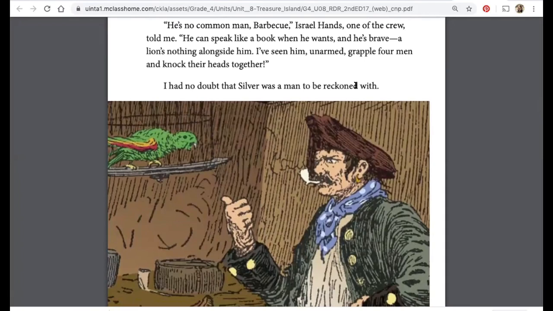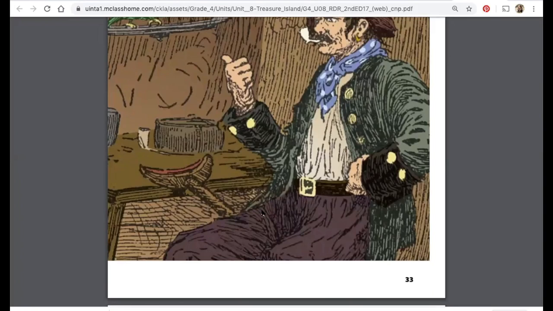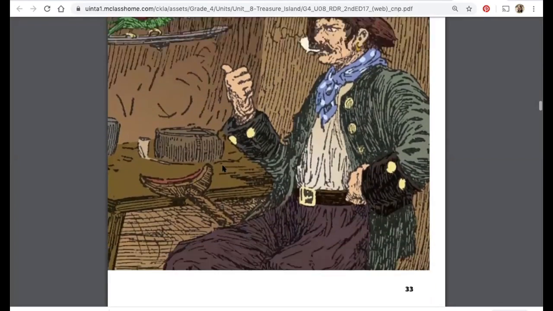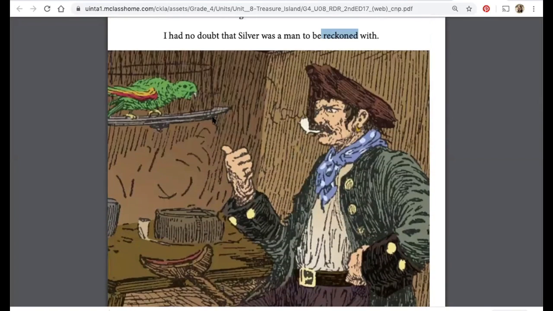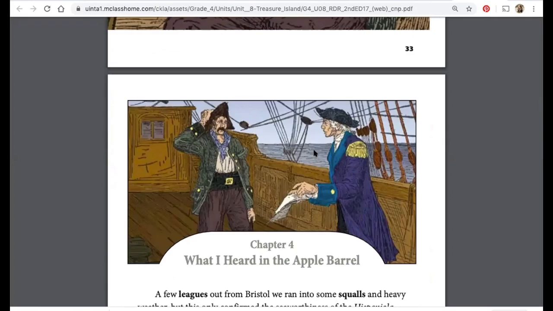Reckon means he's tough, you don't want to mess with him. Here he is, with his little walking stick. All right, so here's Long John Silver, with his walking stick and his parrot. He likes to smoke tobacco out of his pipe, it looks like. Okay, and that was the end of our chapter 3.